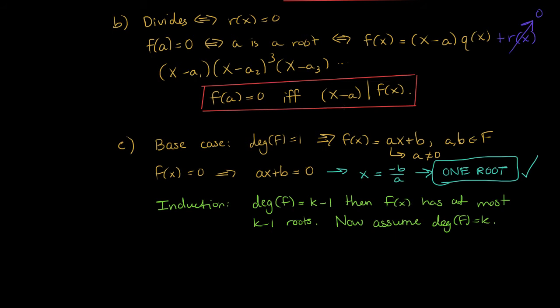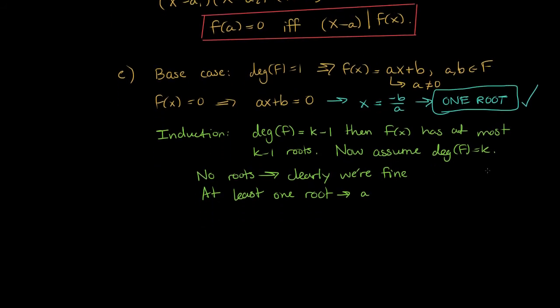And to do that, let's use part B. Part B says that if a is a root, then it must be that x minus a divides f of x. So first of all, there's the case where there are no roots. This is a trivial case, but if there are no roots, then clearly we are satisfying the condition, right? We're fine, because if there are no roots, then there are definitely fewer than n roots. But if there's at least one root, then let's single it out. We'll call it a.